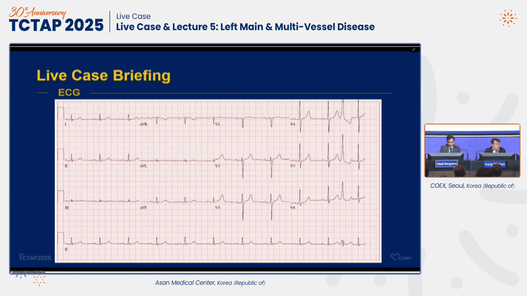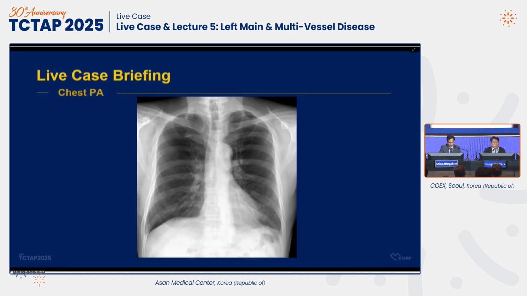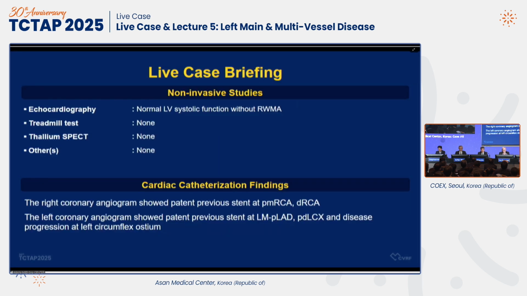EKG showed normal sinus rhythm. Chest X-ray was normal. Echocardiography showed normal LV systolic function without regional wall motion abnormalities. The left coronary angiogram showed disease progression at the left circumflex ostium.